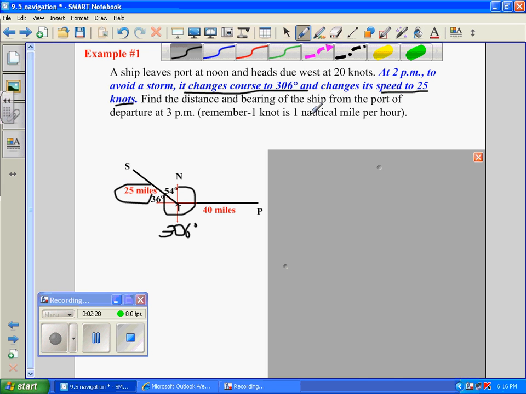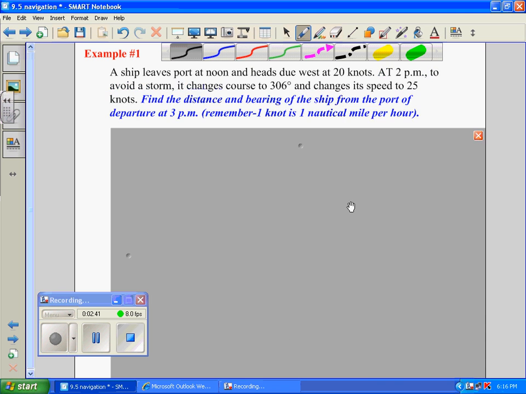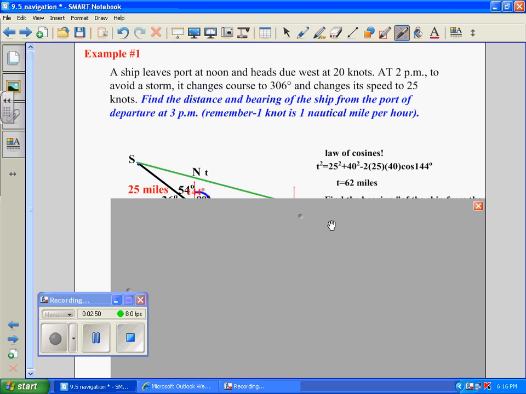25 miles here. Let's talk about that. You start at 2 p.m., you go until 3 p.m. That's 25 knots times 1 hour, and that's 25 miles. When you're ready, please move on. Again, if you need to put me on pause, no big deal. It's completely understandable. Now let's take a look at the final piece of this problem.